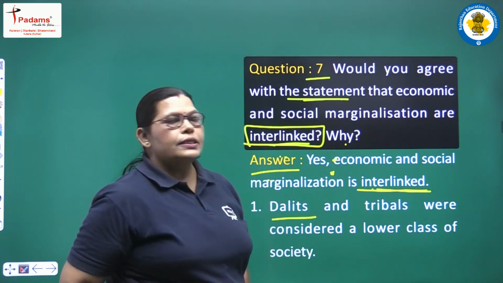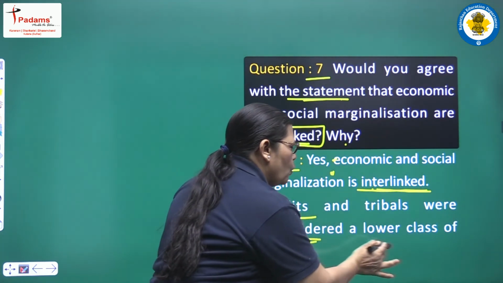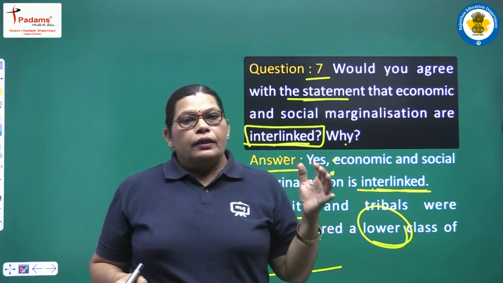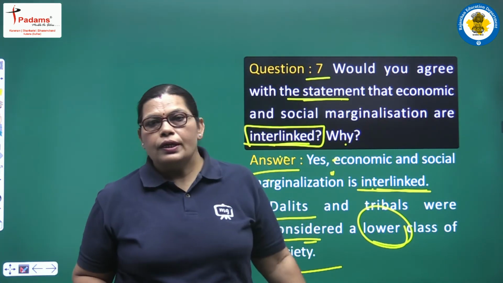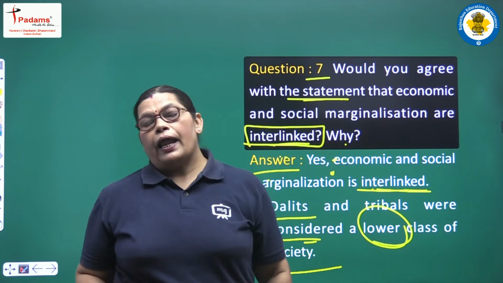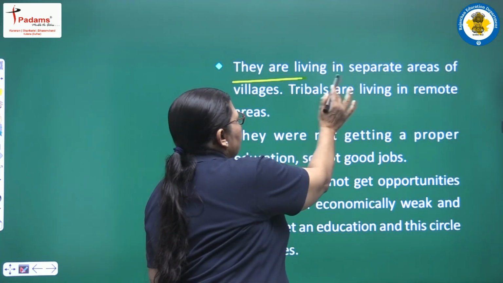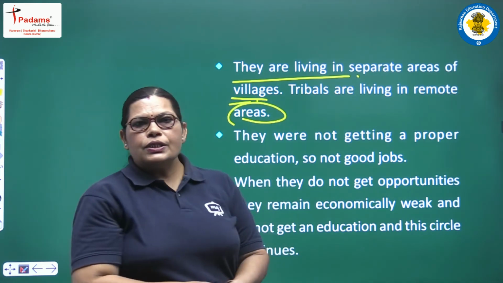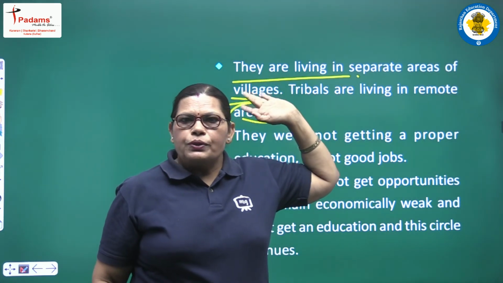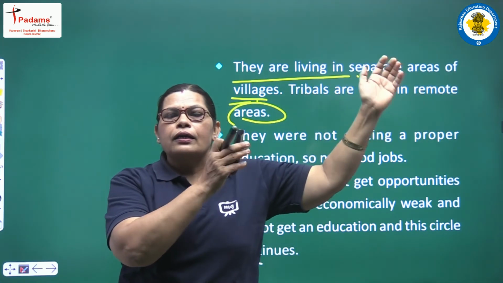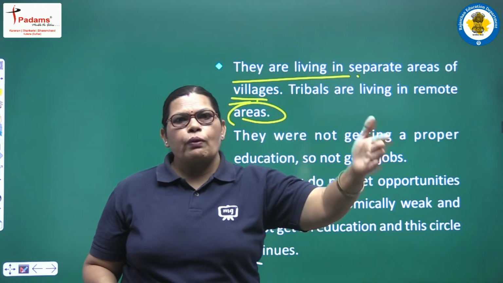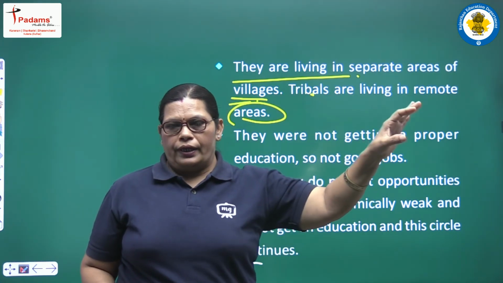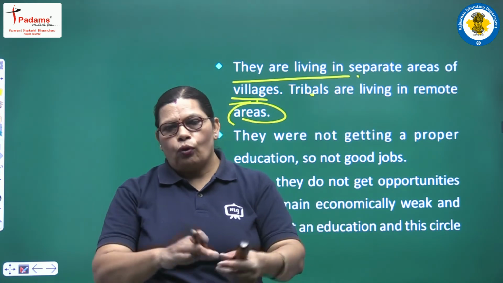Because the Dalits and tribals were considered a lower class of society. अभी भी हम क्या देखते हैं? At present also, what's the situation, students? Dalits are always treated as the lower class of the society. Same with the Adivasi people, and this one is the first reason. See, they are living in separate areas of villages. Tribals are living in remote areas. See the situation when we consider Dalits. Dalits का क्या हो रहा है बच्चों? गांव में उनके लिए अलग एक पूरा कॉलोनी बना दिया जाता है, and far distance from that village. Okay, and same with the tribal peoples, they are living in very remote areas. So totally different from the common society.